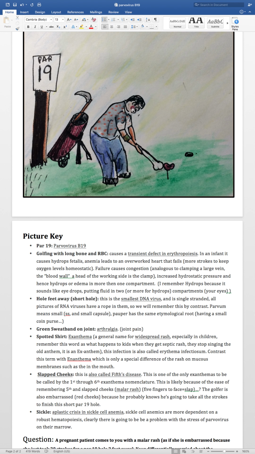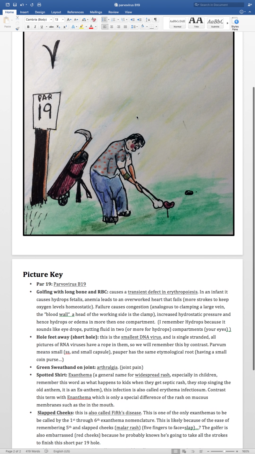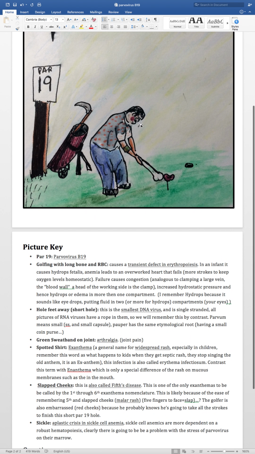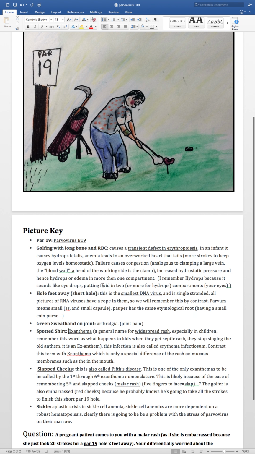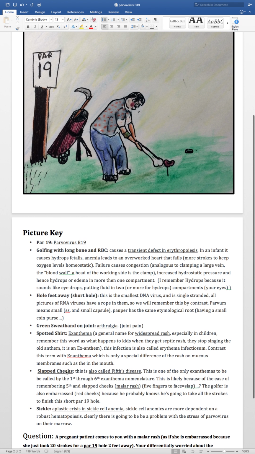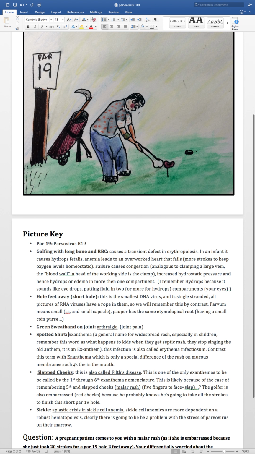Notice again up at the picture, he is blushing because he is not sure if it's going to take him more than 19 strokes to make this hole. He has a slapped cheek. This is also called fifth disease, so a parvoviral infection with exanthema and arthralgia and so on and so forth can also just be simply said: oh, this patient has fifth disease. You can easily remember that this is also fifth disease by remembering the slapped cheeks, the embarrassed looking cheeks.